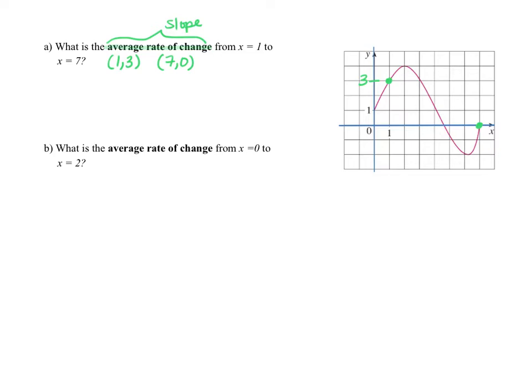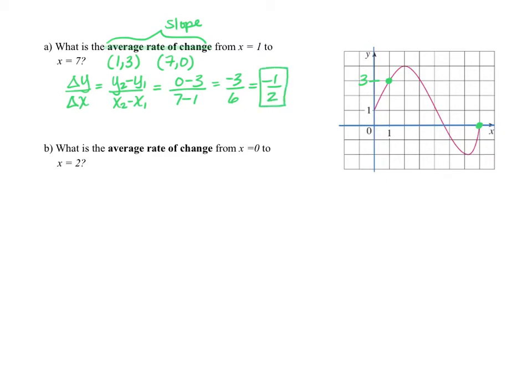So slope is just the change in the y values divided by the change in the x values. So remember that means we are going to just subtract our y values to get the difference, and then subtract the x values and divide. So this will give us 0 minus 3 divided by 7 minus 1, which is negative 3 divided by 6, which will simplify to be negative 1/2.